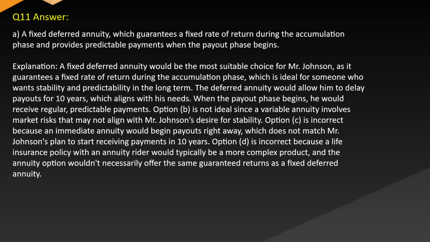Option B is not ideal since a variable annuity involves market risks that may not align with Mr. Johnson's desire for stability. Option C is incorrect because an immediate annuity would begin payouts right away, which does not match Mr. Johnson's plan to start receiving payments in 10 years. Option D is incorrect because a life insurance policy with an annuity rider would typically be a more complex product, and the annuity option wouldn't necessarily offer the same guaranteed returns as a fixed deferred annuity.